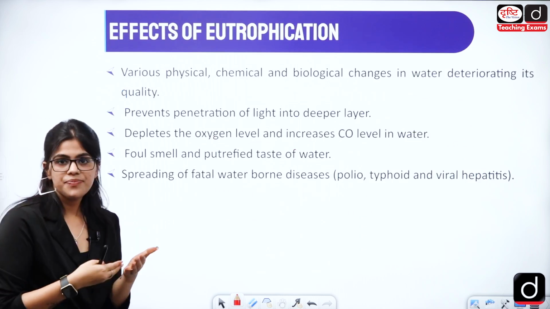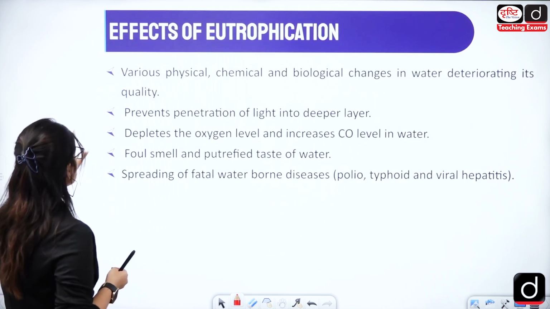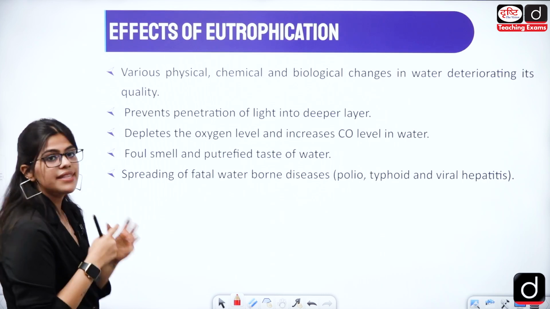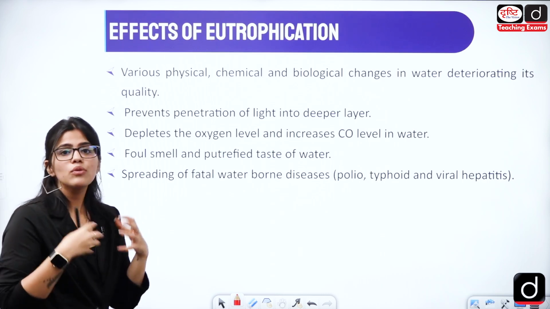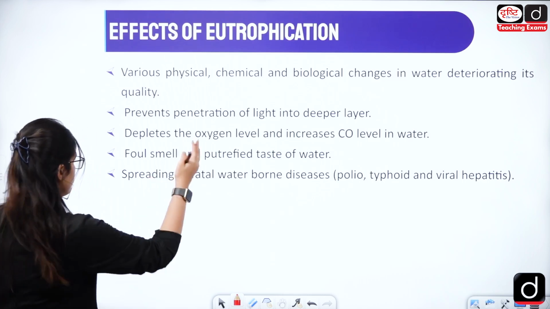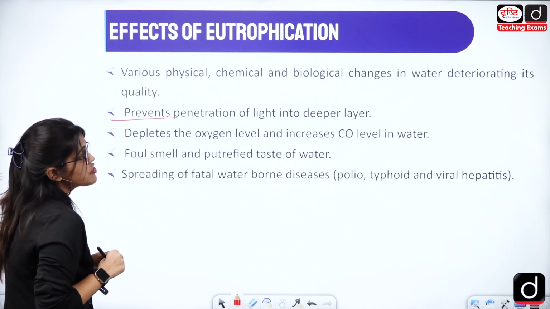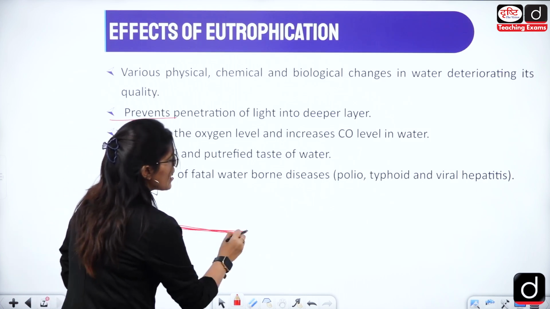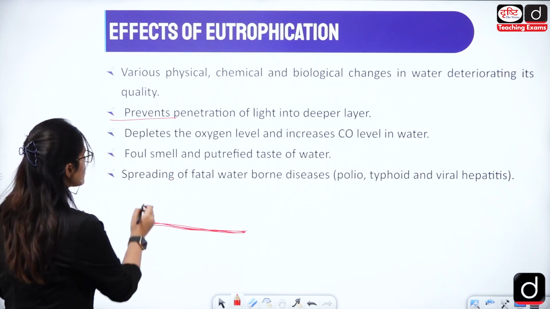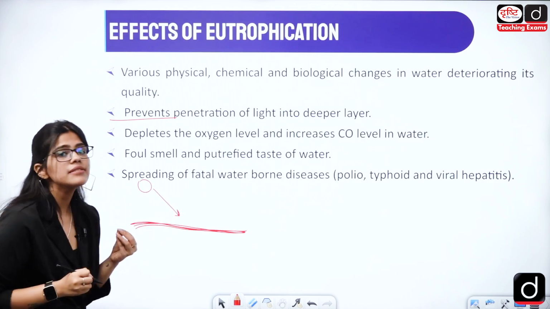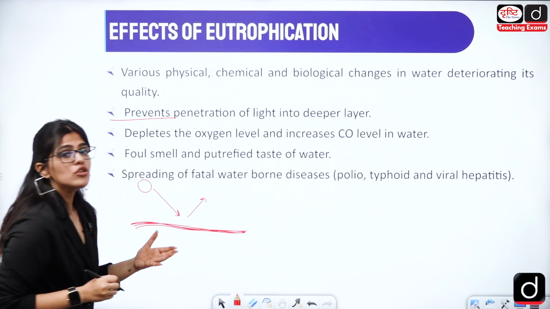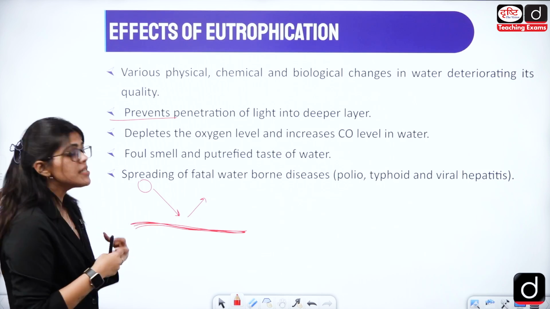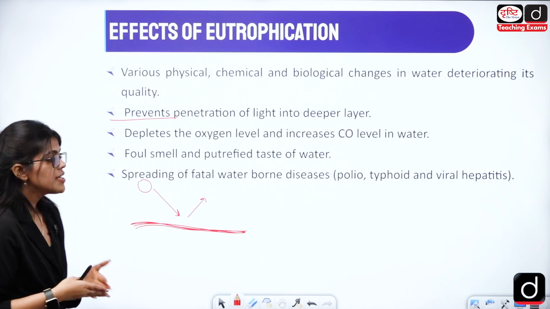Now, what are the effects after eutrophication? The first is that various physical, chemical and biological changes in the water will be there, and the quality of the water will deteriorate first. Then it prevents penetration of light into the deeper layer. Suppose this is your lake and here you see a thick layer of algae, which is called an algal bloom. Because of this, the sun's rays won't enter the water body and would be reflected back. So the water below would become unfit for the animals, the flora and fauna. So they will start to die.